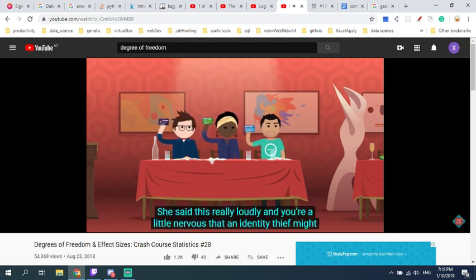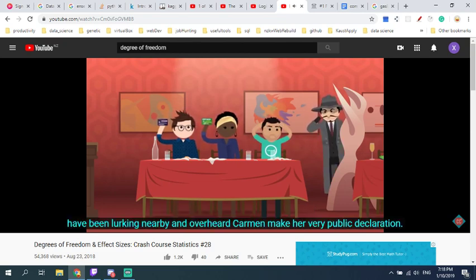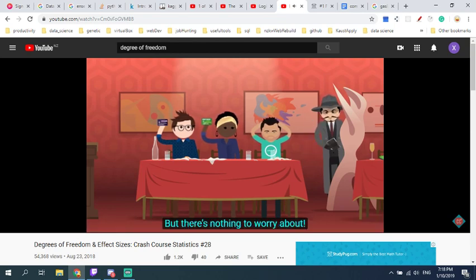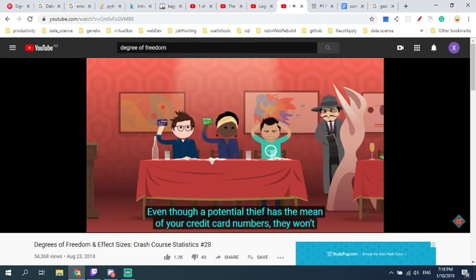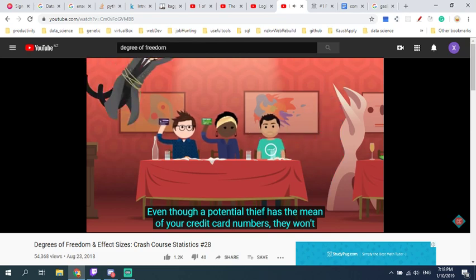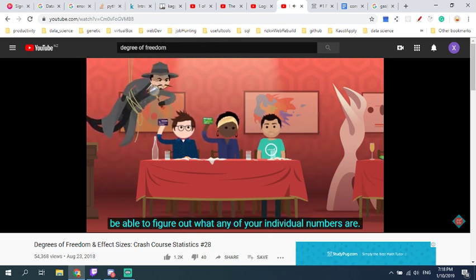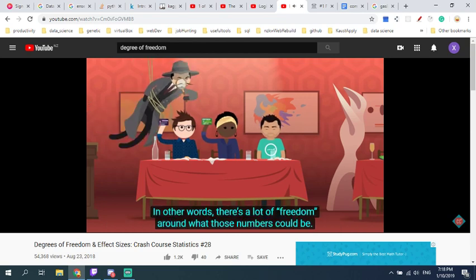She said this really loudly, and you're a little nervous that an identity thief might have been lurking nearby and overheard Carmen make her very public declaration. But there's nothing to worry about. Even though a potential thief has the mean of your credit card numbers, they're not going to be able to figure out what any of your individual numbers are. In other words, there's a lot of freedom around what those numbers could be.